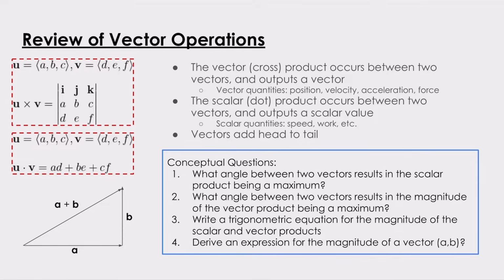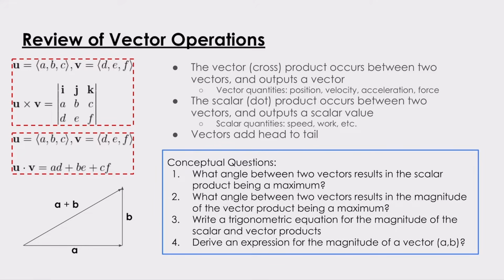Just briefly to review, some examples of vector quantities are position, velocity, acceleration, and forces. And examples of scalar quantities are speed, work, and energy. So the scalar product, or the dot product, is the second product on the left side of the screen. It's between two vectors again, but u dot v is the scalar product, so you multiply the respective components of each vector with each other and then add them together.